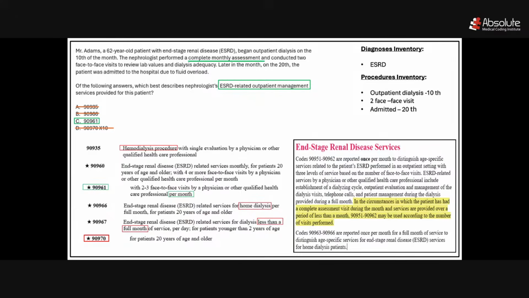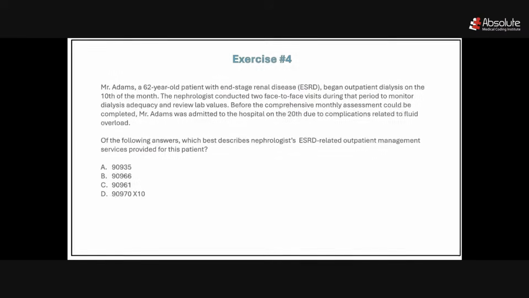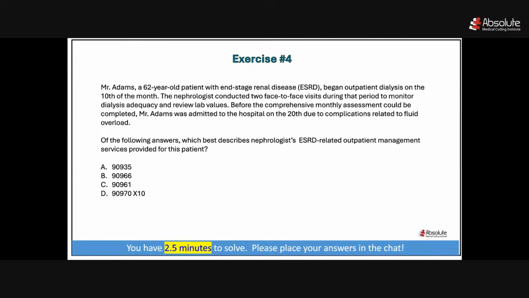A similar scenario but in a different way. Okay, here we go. You might find it similar, but there is a small change. Of the following answers, which best describe the nephrologist ESRD related outpatient management service provided for this patient. Options are option A 90935, option B 90966, option C 90961, option D 90970 times 10.